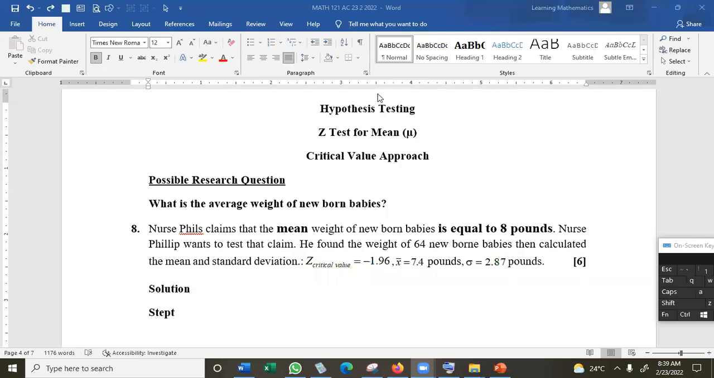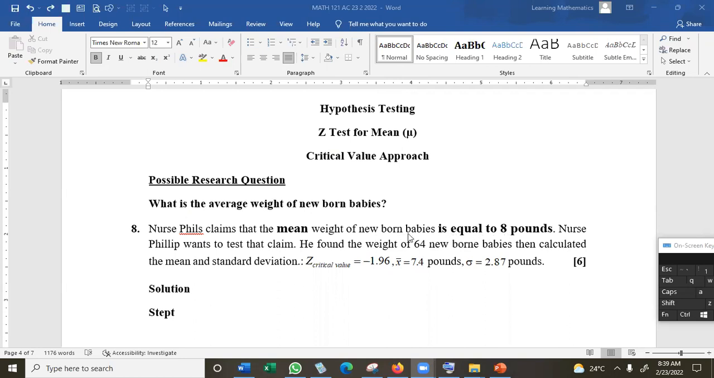Hypothesis testing, z-test for mean, mu, critical value approach. Here's a possible research question: What is the average weight of newborn babies? Nussfield claims that the mean weight of newborn babies is equal to 8 pounds. So someone is asking, what is the average weight of newborn babies? And Nussfield's hypothesis is that the mean weight of newborn babies is equal to 8 pounds.